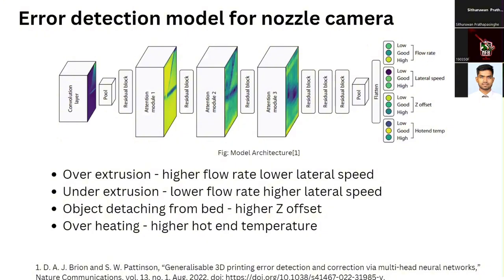errors. So we can identify overextrusion using high flow rate and low lateral speed, and underextrusion using low flow rate and higher lateral speed. Object detaching from the bed, we can identify using the high Z offset, and hot end overheating, we can identify by the higher hot end temperature.